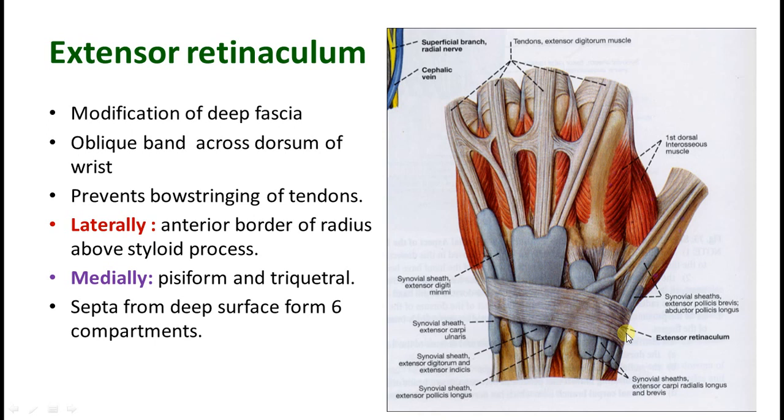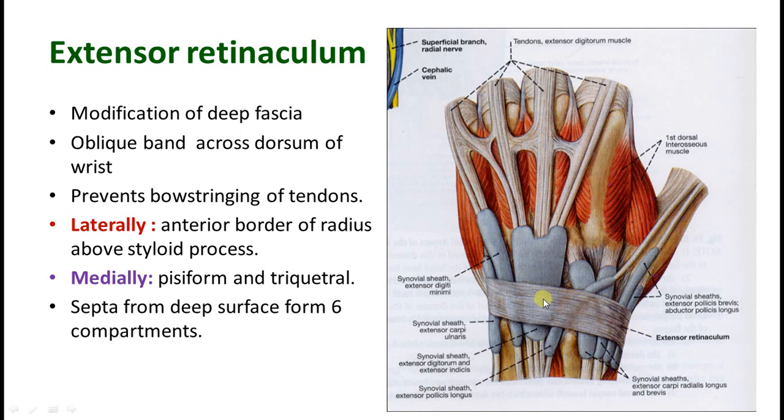Are you able to understand? It cannot be transversely placed. If it were placed transversely, with the flexor retinaculum in front and the extensor retinaculum at the back, both almost at the same level, then it would restrict any movement of these tendons. So to facilitate movement, it is obliquely oriented.